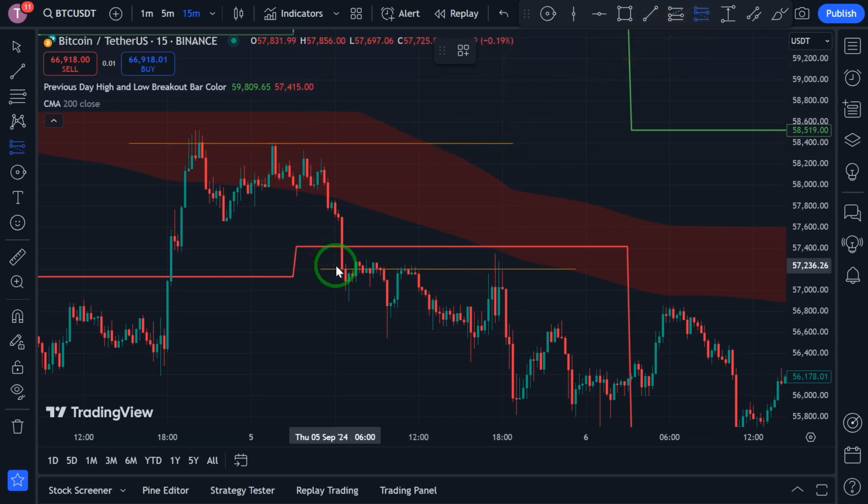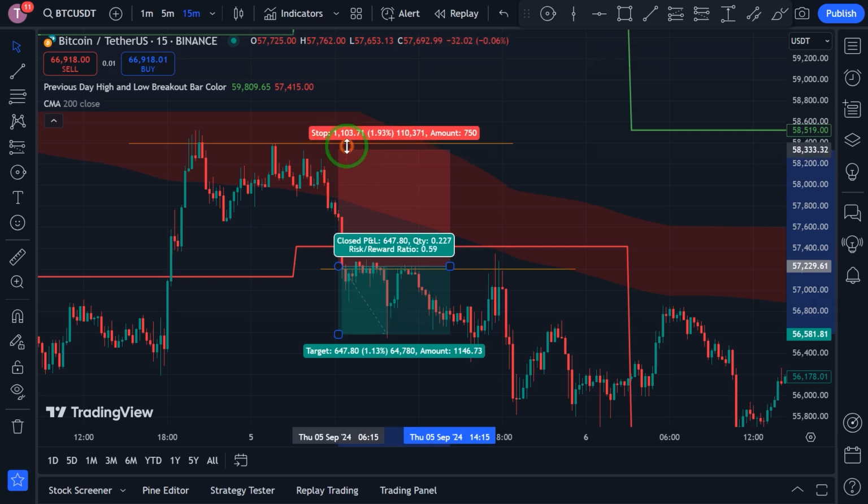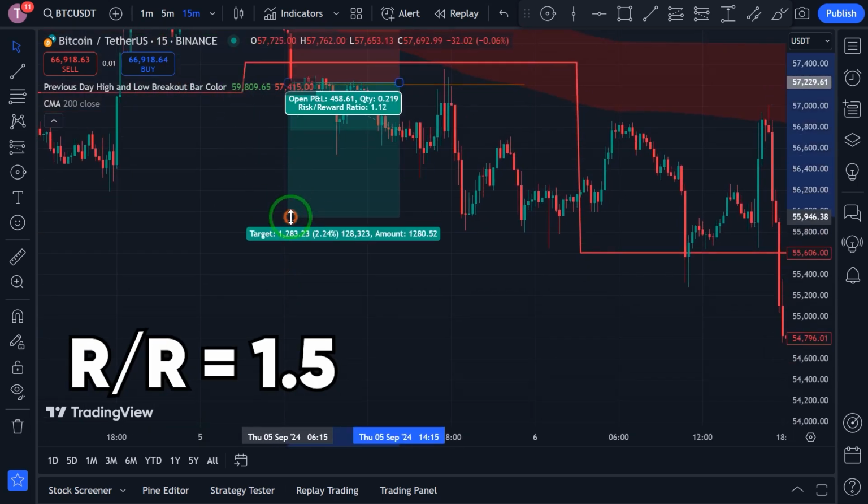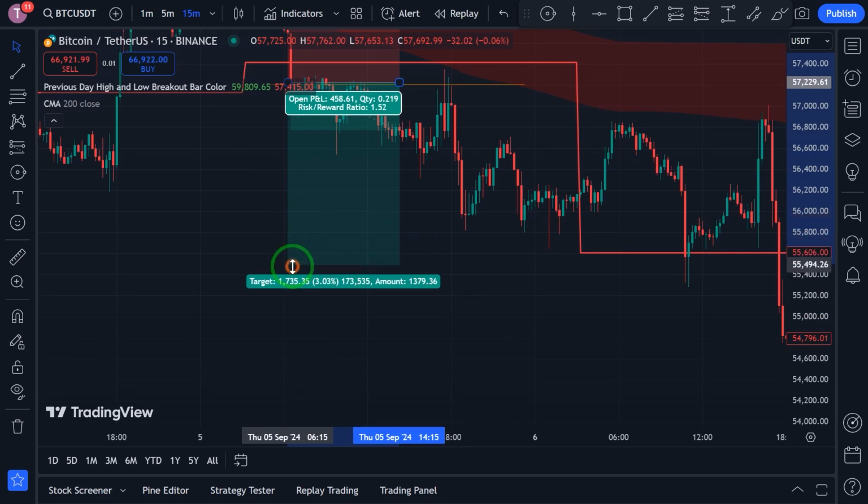Now we can enter the sell trade, and for the take profit, we can also set our risk to reward ratio to 1 to 1.5 and wait for our trade to close with a profit.